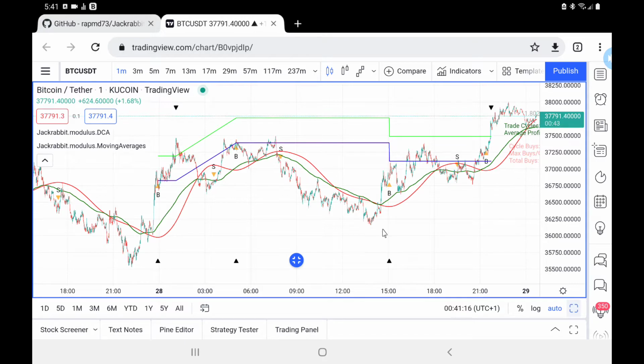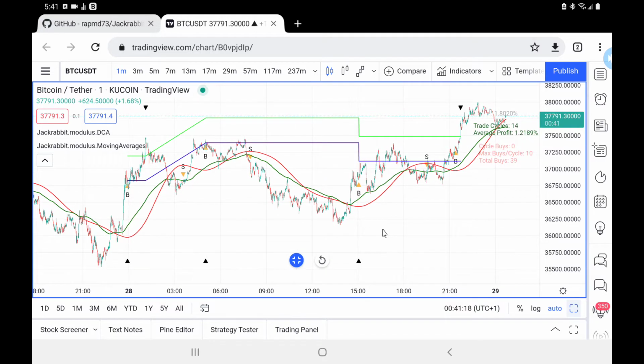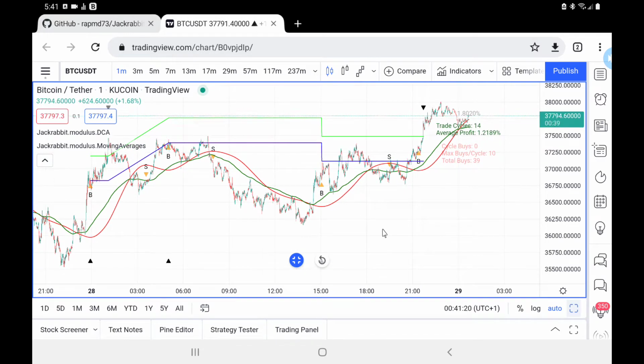This is the base recipe. Very simple, very elegant, tuned for KuCoin. 1% take profit. Let's take a look at the DCA module.